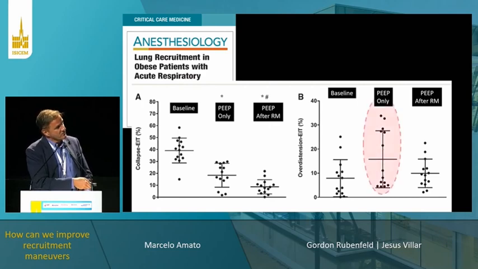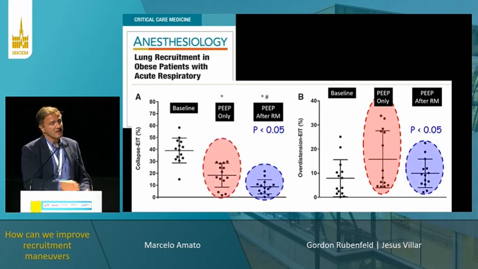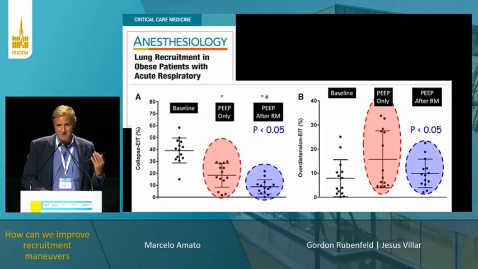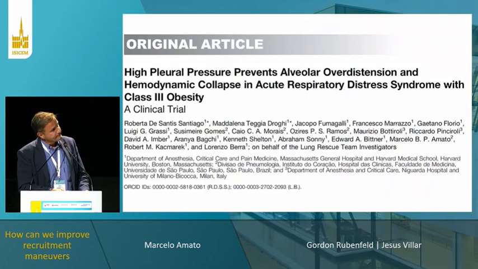There was an interesting result. This is a graph of overdistension, and this is collapse. You always have 3 situations: baseline, PEEP, and after the recruiting maneuver. These two situations are at the same PEEP. The interesting thing is that, as expected, we reduced the amount of collapse, but we also reduced the amount of overdistension. This was very reinforcing. The driving pressure dropped by almost 10 centimeters of water. It's a very promising result.